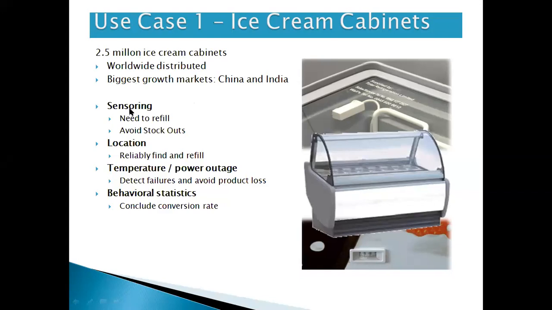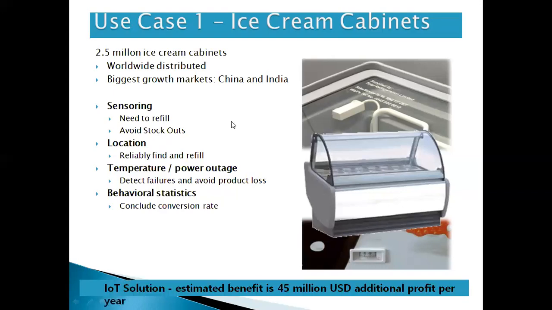The agencies, Amul factory, or like this, these people want this solution, right? The sensors: need to refill, avoid stock outs, then the location, the temperature, power outage, and all these things. You can just see, these sensors are going to sense different types of parameters, and then they send it to the cloud like that, right?